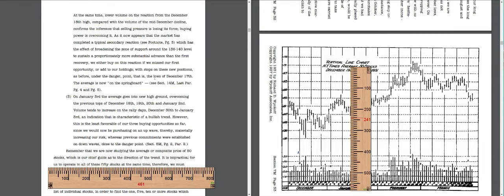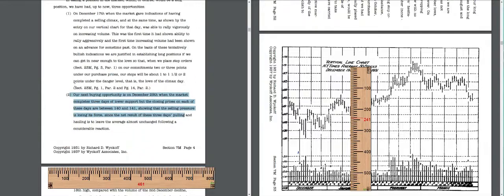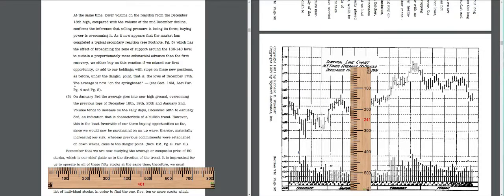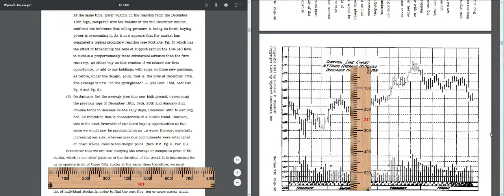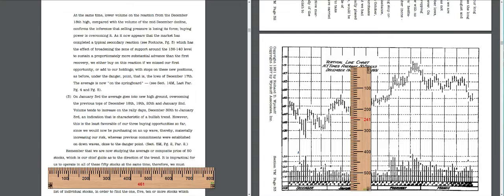So those are the three buy points. 1, 2, and 3. And that's it. So you can use reverse logic and figure out what the selling points are. I'll go over that later.